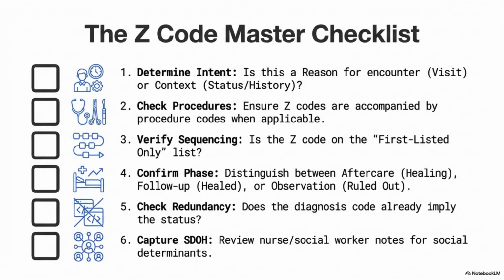The final checklist brings everything together and gives you a quick way to confirm you're assigning Z codes correctly. It walks through the key steps: identifying the intent of the encounter, checking whether a procedure code is needed, verifying sequencing, distinguishing aftercare from follow-up, avoiding redundancy, and remembering to capture SDOH when documented. It's a practical summary you can rely on during everyday coding.